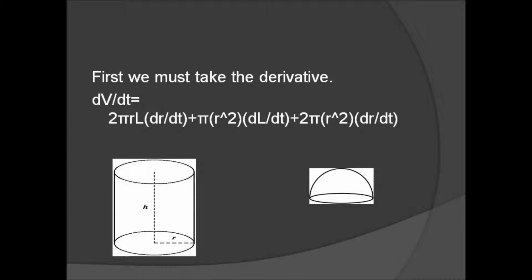First, we must take the derivative. So, when we take the derivative, we get dv/dt equals 2 pi r times L times dr/dt plus pi r squared times dl/dt. And then for the hemisphere, it is plus 2 pi r squared times dr/dt.